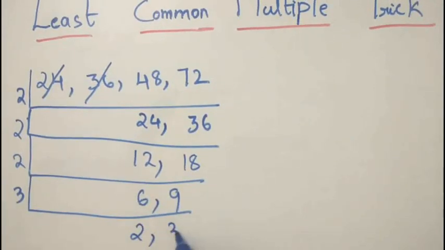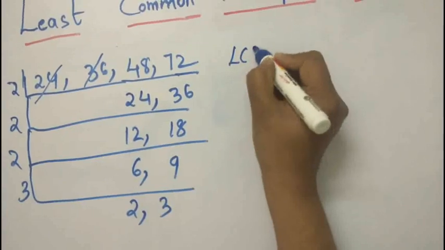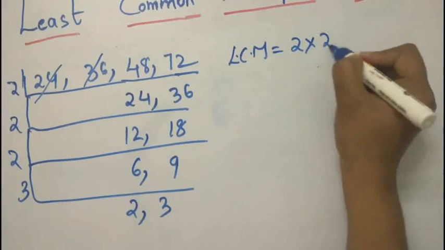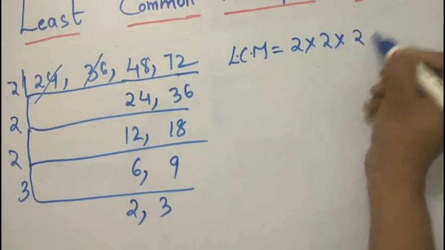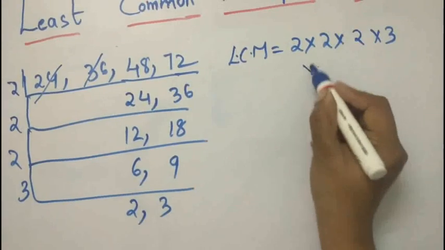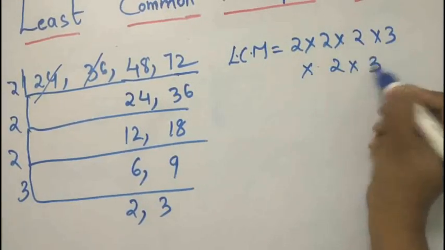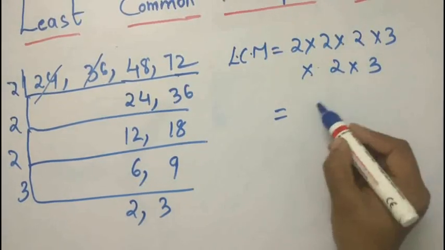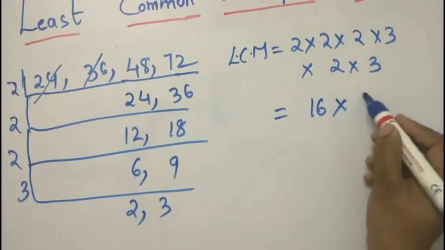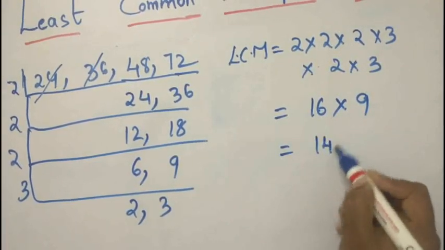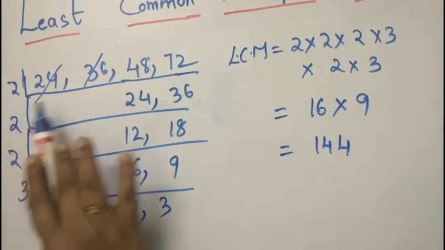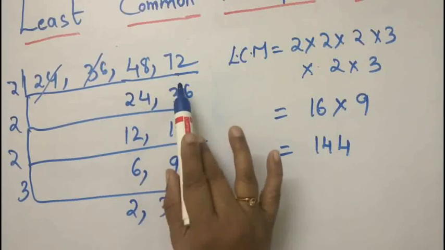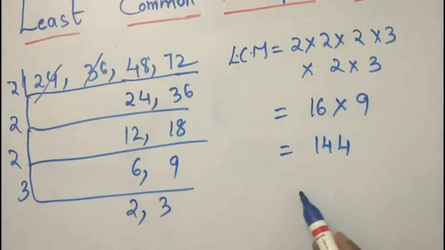2 and 3. Now LCM is equal to 2 into 2 into 2 into 3 into 2 into 3. This is equal to 2 2s are 4, 4 2s are 8, 8 2s are 16, 3 3s are 9. This is equal to 144. So LCM for these four numbers, that is 24, 36, 48 and 72, is 144.